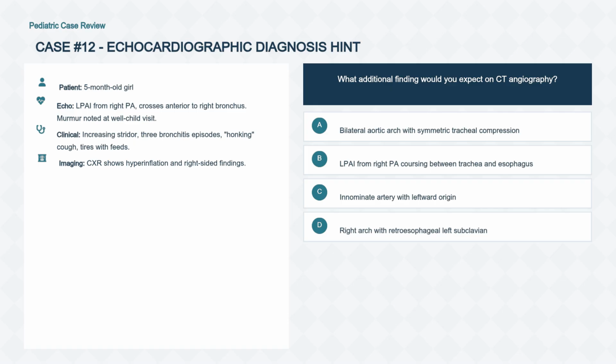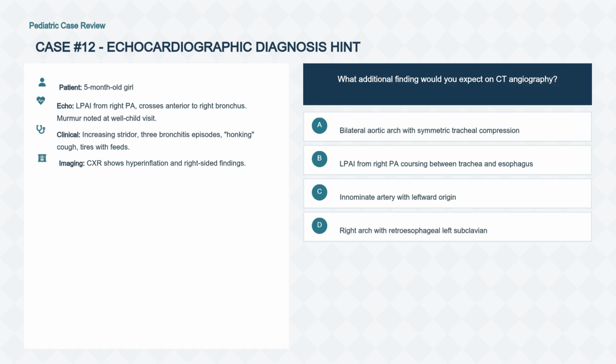Question 12. Echocardiographic diagnosis hint. A 5-month-old girl has increasing stridor and a honking cough. An echocardiogram shows the left pulmonary artery arising from the right pulmonary artery. What additional finding would you expect on computed tomography angiography?